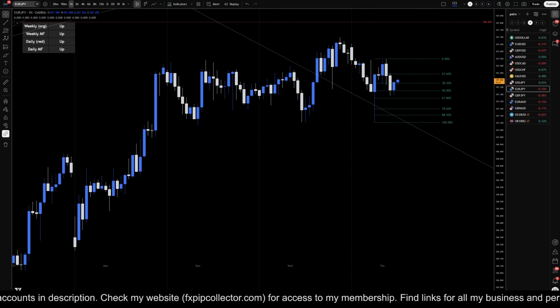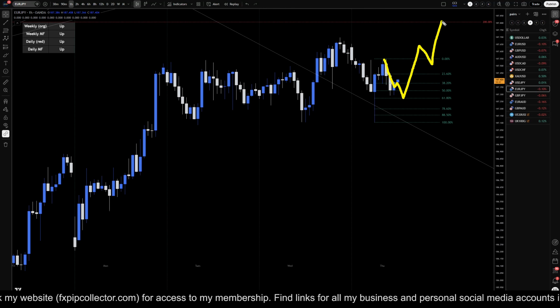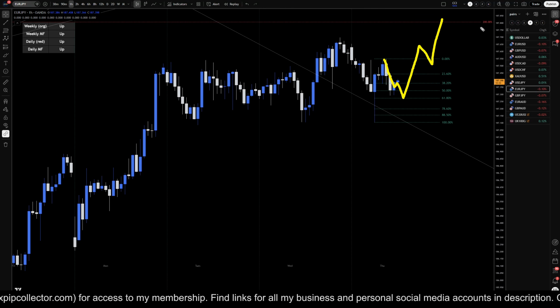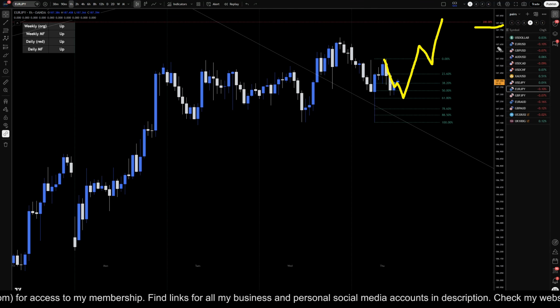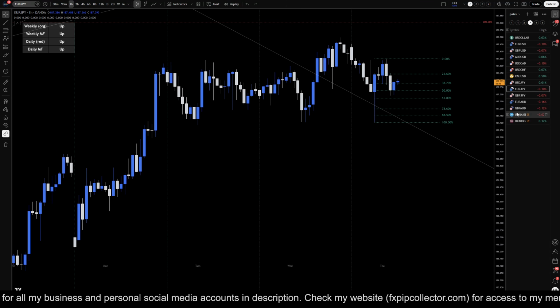But it hasn't broken any structure yet, so potentially anything we see down still could be a pullback within an uptrend. I still think that it potentially needs to hit this 200%, which is right around the 187.8 area. So I'm still overall very, very bullish on the euro yen.